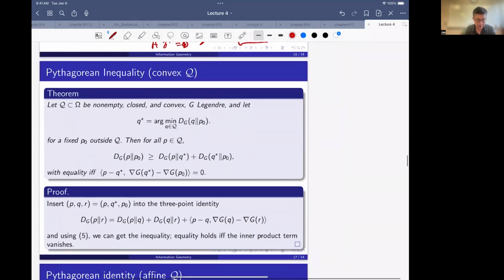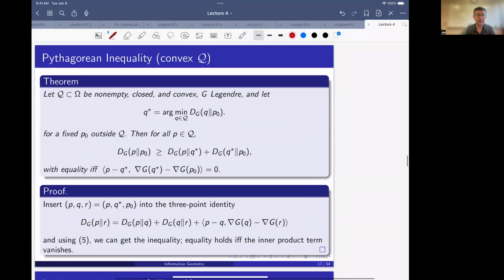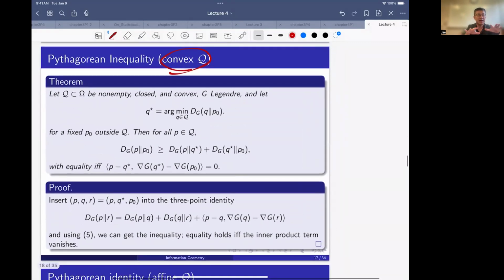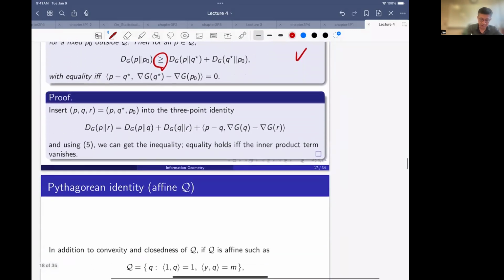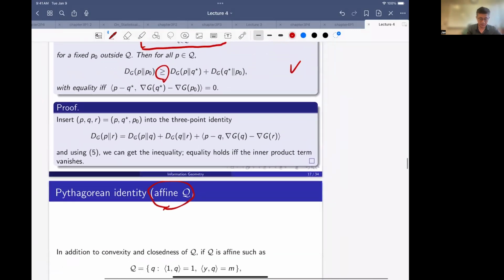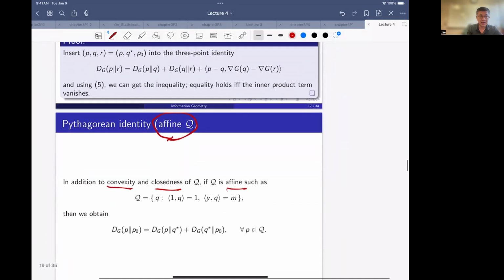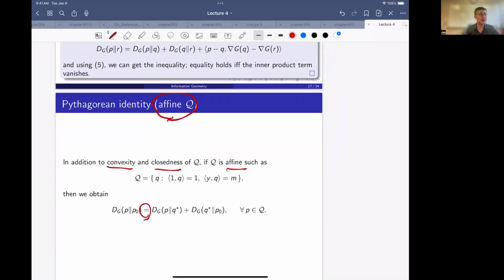So the Pythagorean inequality is about convex Q, so not affine. The whole story is, okay, if the subspace is convex, then we only have one part of the inequality. As long as this Bregman projection exists, it will satisfy this particular inequality. And if in addition we have affine, so not just convex and closed, but also affine, then we will have equality.